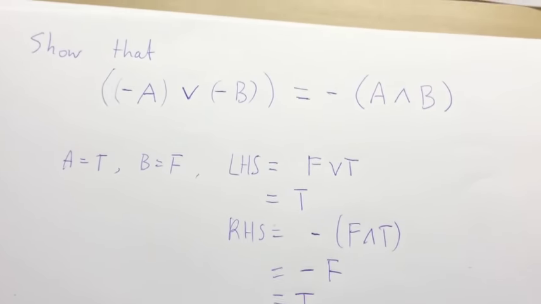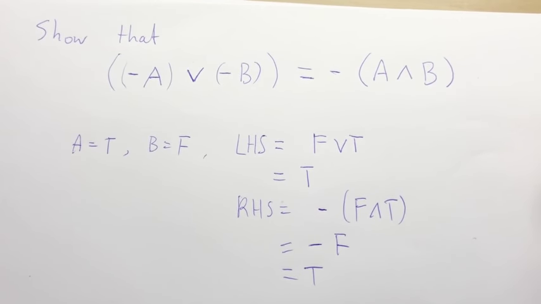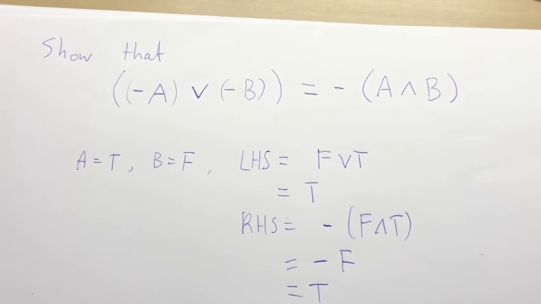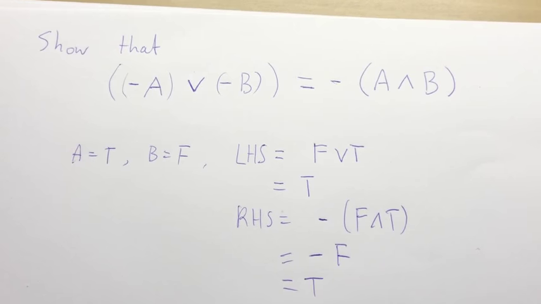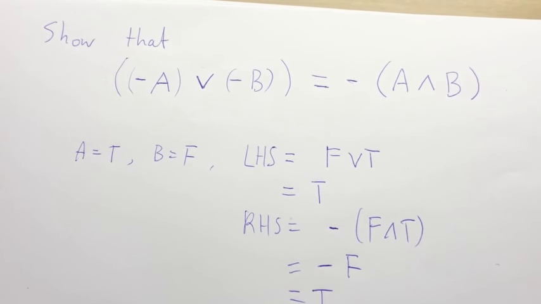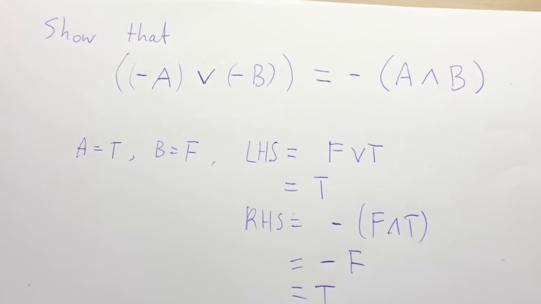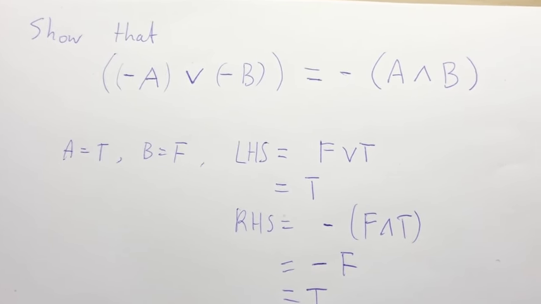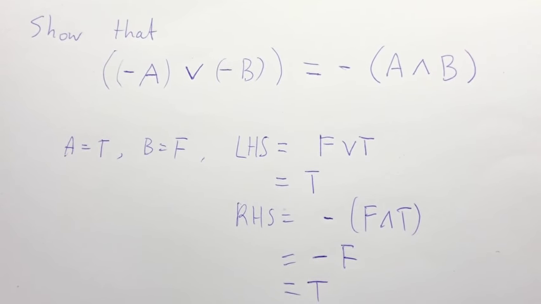So hopefully that tells you, if you can do the rest yourself, that's great, because it means you've realized that all you have to do now is try the other combinations of true and false. So try false and true, true and true, and false and false. Okay, so only 3 more possibilities.